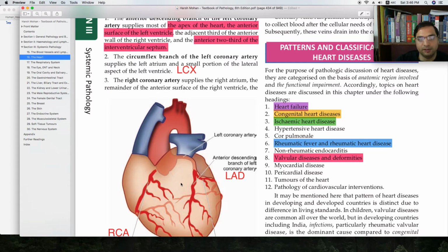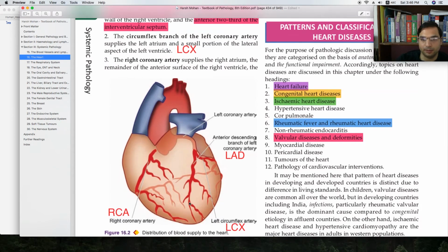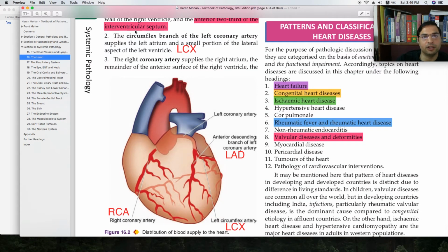Now the surface which you are seeing in this photograph is the anterior surface, right? And behind it is the posterior surface, which we cannot see. So it is supplying the anterior surface of the left ventricle. This is the left ventricle. And it also supplies the anterior 2/3 of the interventricular septum, right? In fact, it is written wrong here. It is not the interventricular septum, it is the atrioventricular septum, right?